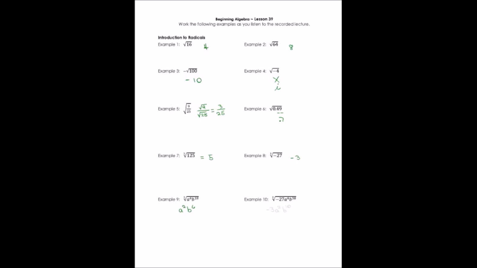The same thing applies to number 10. The cube root of negative 27 is, as we saw before, negative 3. Cube root of a to the 6, we're going to divide that 6 by 3 and get a squared. The cube root of b to the 30th, we'll divide that 30 by 3, and we'll get b to the power of 10. It's just an easy, simple way to do cubes of variables.